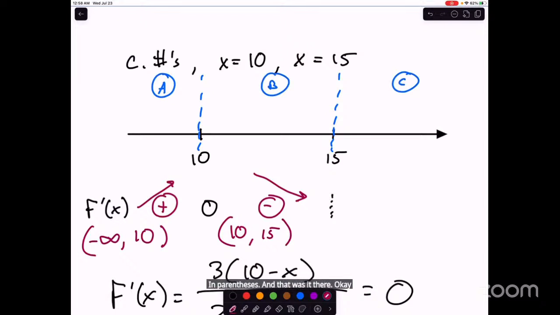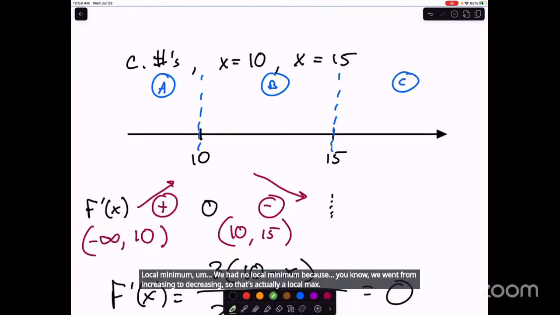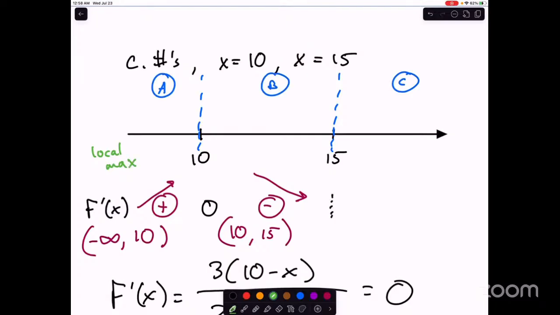Okay. Local minimum. We had no local minimum because we went from increasing to decreasing, so that's actually a local max occurring here. So local minimum should be none, and then the local max. That occurs when x is 10, right?